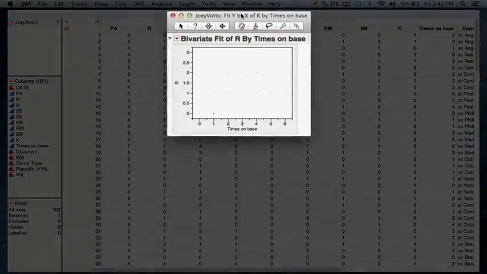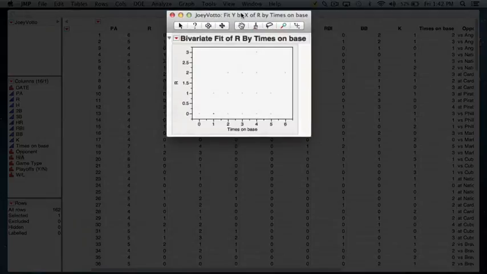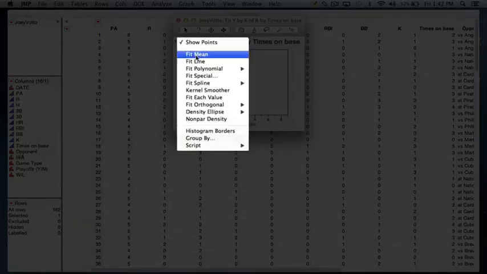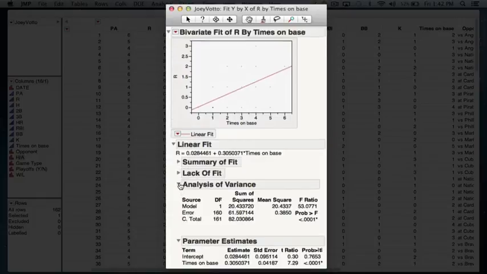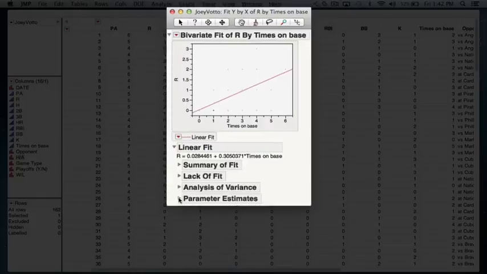And this will pull up a scatter plot with a point at every time each of those two outcomes matched up. Now we're going to go to the red triangle and select Fit Line, and that'll give a line of best fit, or a regression line, that essentially is a prediction of, based on how many times Joey Votto gets on base, what is the predicted number of runs that he would score in that game. There is a lot of information down here that we're going to get to later in the inferential part of this course that we're not going to use right now.